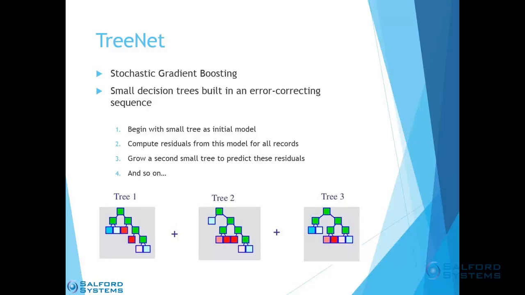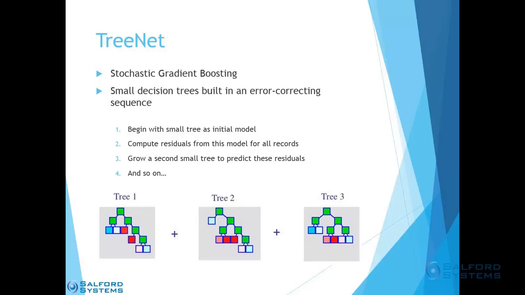TreeNet works as an ensemble of trees. This means that you build multiple CART trees, and the hope is that more trees are better than one. So TreeNet is a bunch of small CART trees built in an error-correcting sequence. How this sequence works is you start with a small CART tree as your initial model. In the picture, that would be tree 1. This is a small CART tree with 6 terminal nodes. You build this model with your data, and then you put your records back through this model and compute the residuals, to see how far off you are in your predictions.